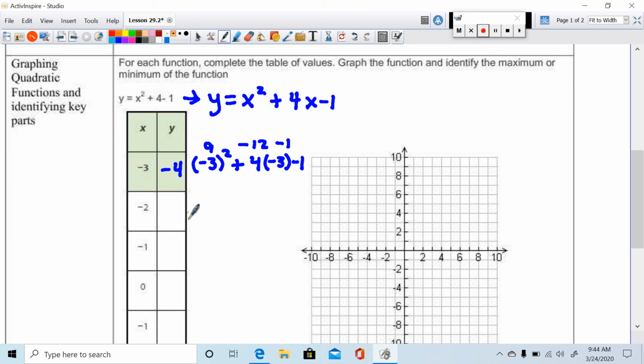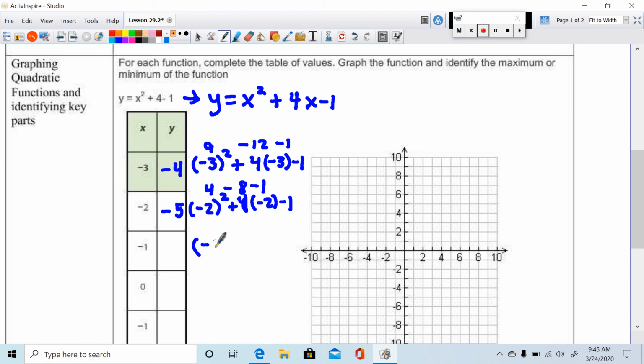Okay, the next one is negative 2 squared plus 4 times negative 2, I forgot the 4, minus 1. So negative 2 times negative 2 is 4. 4 times negative 2 is negative 8, and then minus 1. So that's a negative 9 and a positive 4. So that's a negative 5.